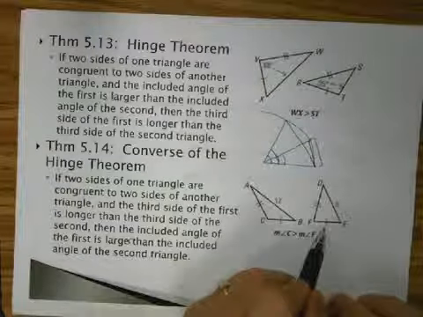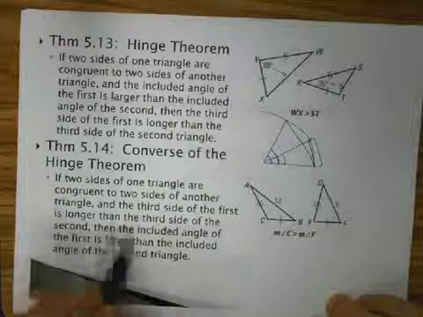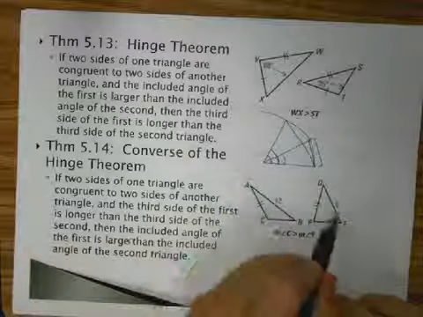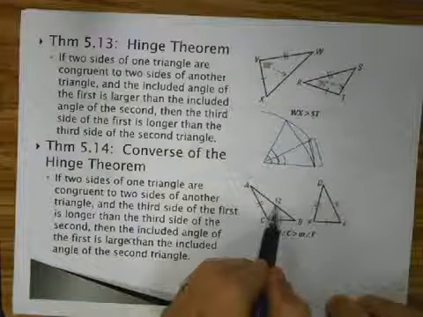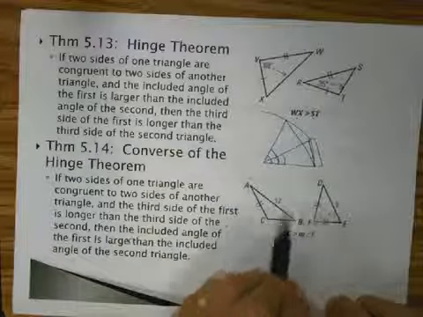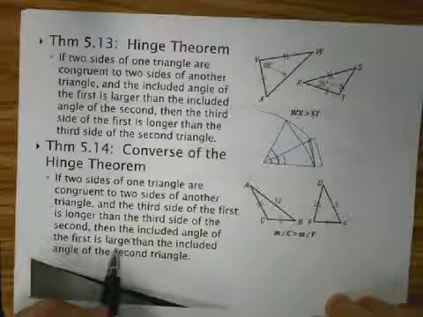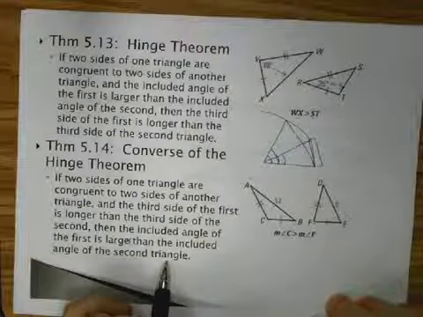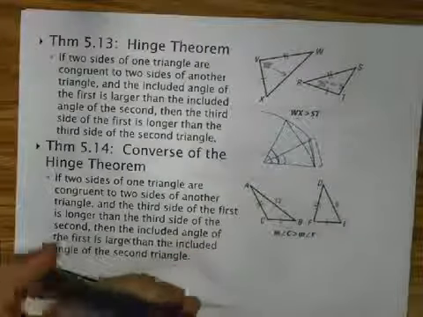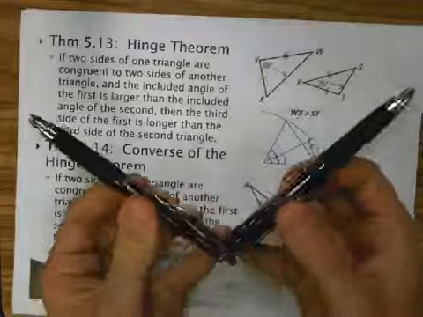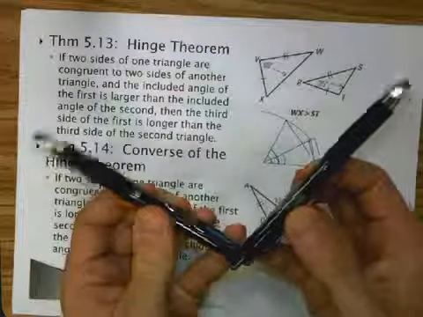Now, the converse of the hinge theorem: if two sides of one triangle are congruent to two sides of another triangle, again AC, CB, DF, FE, there's our congruence, and the third side of the first is longer than the third side of the second. 12 and 9, so this is now bigger than 9. It's kind of going the opposite direction from before. Since 12 is bigger than 9, I know that angle C should be bigger than angle F, which says the included angle of the first is larger than the included angle of the second. So again, opposite, and C is bigger than F because it's open more.